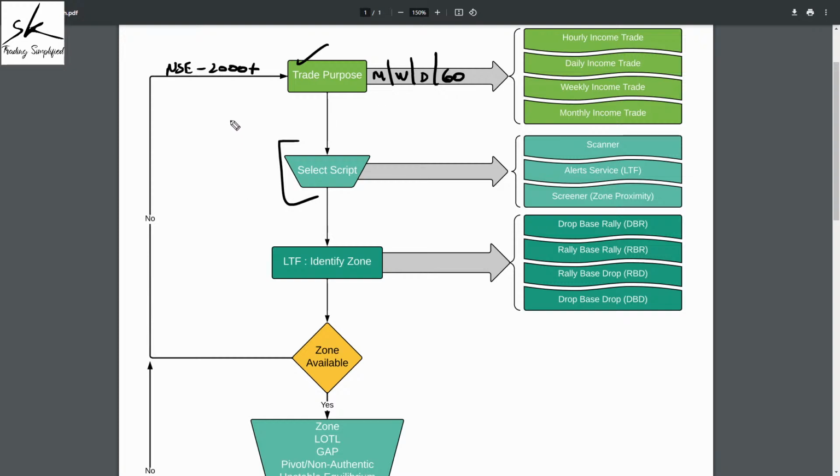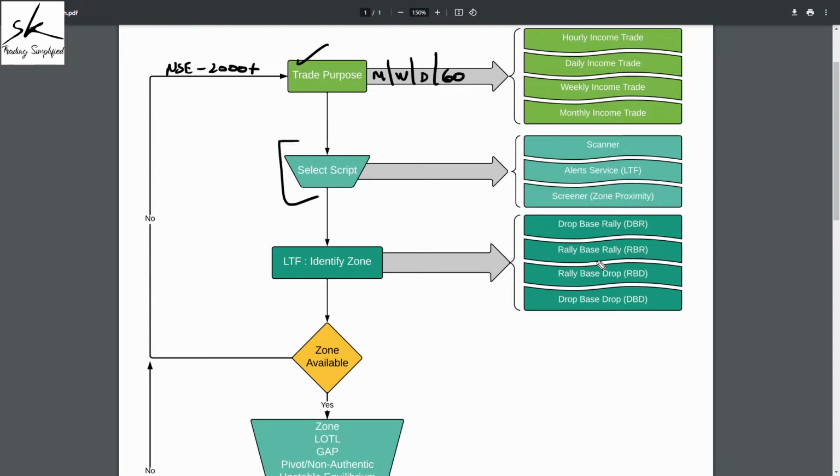Now, a very, very important thing you have to remember: irrespective of what scanner or screener you're using, whatever results you get, you can never blindly buy or sell those symbols, because the scanner screener never tells you what to buy or sell. It only helps you get a smaller list. Once you have that small list, you'll have to analyze each and every symbol individually.